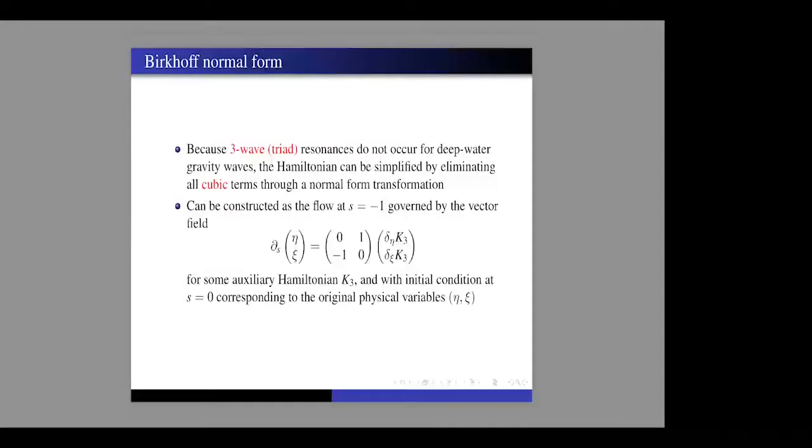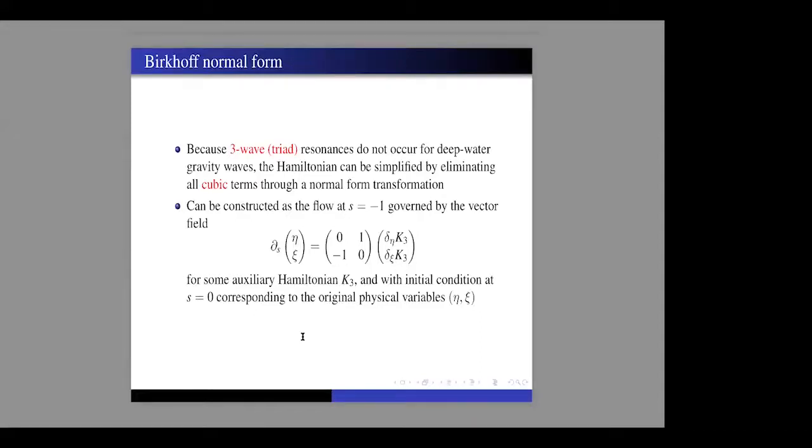All right, so let me repeat myself. Because three-wave resonances do not occur for deep water gravity waves, and I think you can show this by using some argument based on the linear dispersion relation, the Hamiltonian can be simplified by eliminating all cubic terms through a normal form transformation, a Birkhoff normal form transformation. And in the Hamiltonian context, this can be constructed as the flow at S equals negative one governed by this vector field, which is also canonical with this coefficient matrix for some auxiliary Hamiltonian K3 and with initial condition at S equals zero corresponding to the original physical variables A and C.